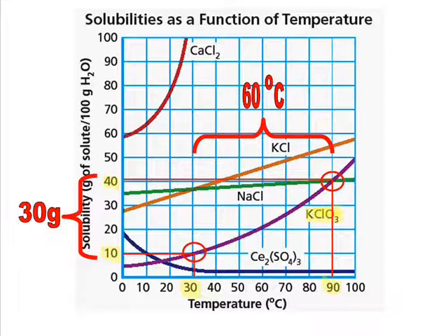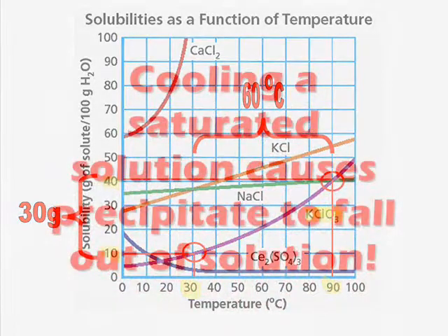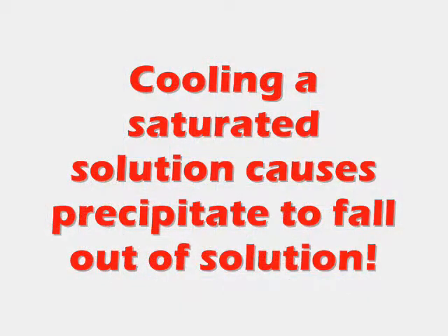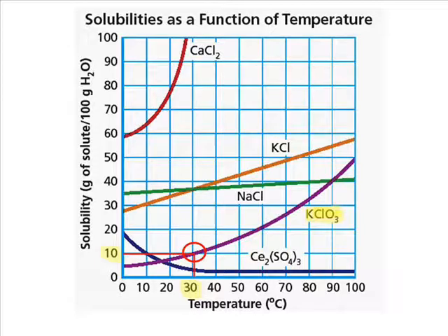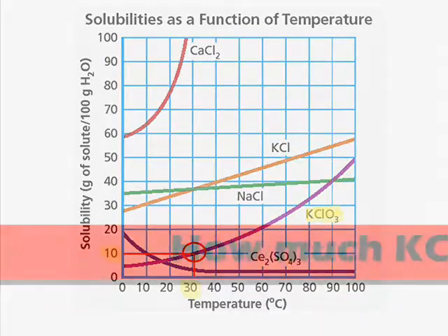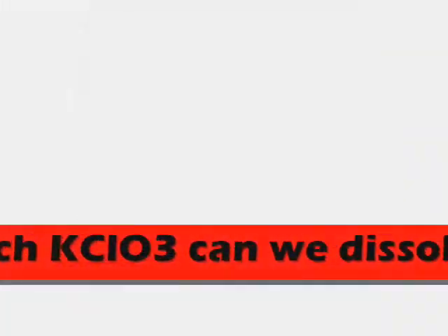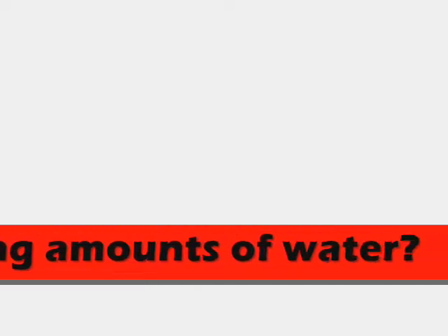Conversely, then, if we were to cool a saturated solution of potassium chlorate from 90 degrees to 30 degrees, you would expect 30 grams of potassium chlorate solid to precipitate out of every 100 grams of water. Speaking of potassium chlorate, let's take a moment and do a practice calculation with potassium chlorate, where we're going to look at how much potassium chlorate we would expect to be able to dissolve at 30 degrees Celsius, for example, in different amounts of solution.